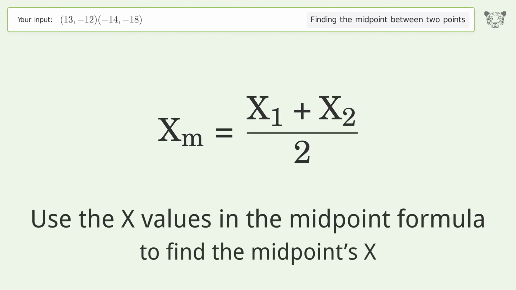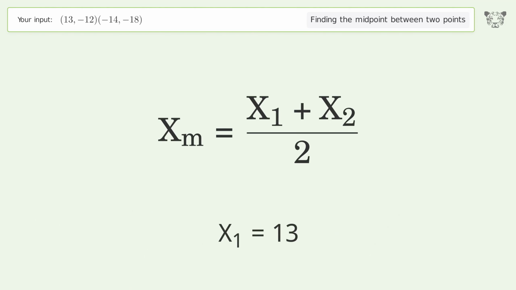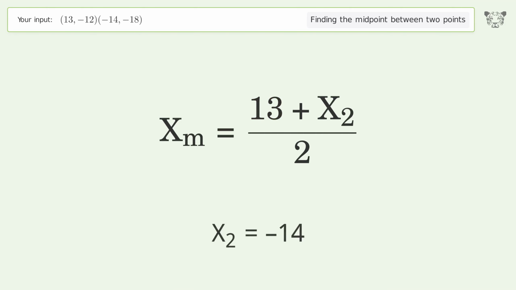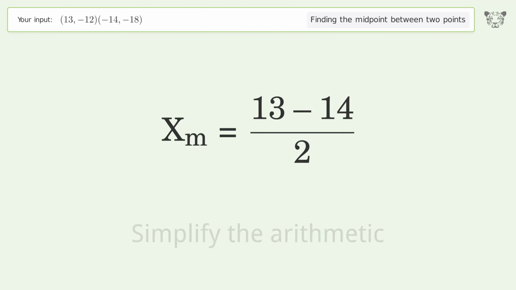Use the x values in the midpoint formula to find the midpoint's x. x1 equals 13. x2 equals negative 14. Simplify the arithmetic.